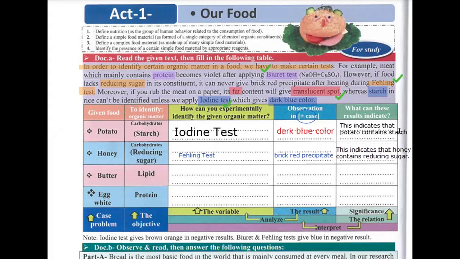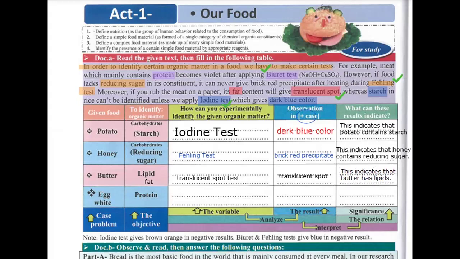Third test: butter, lipids, fats. We use the translucent spot test. We rub the kind of food on a piece of paper. If it shows a translucent spot, this kind of food, here we're talking about butter, this indicates that butter has lipids or fats in it.